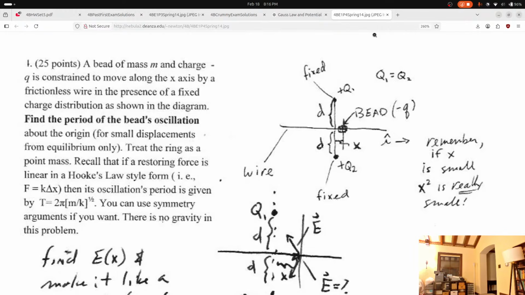Add these together, we're going to get, oh, but these magnitudes are equal, so we're going to get k q over r cubed times 2x, so 2 k q x over r cubed. This is the electric field.